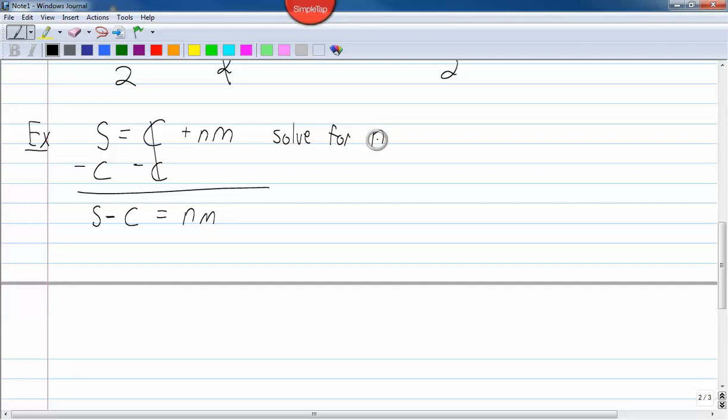Now, to get N by itself, since this is NM, that means you're multiplying. So to get rid of this M here, you have to divide. So if I divide the right side of the equation by M, I need to also divide the left side of the equation by M. So I have N equals S minus C, all divided by M. I've solved for N.